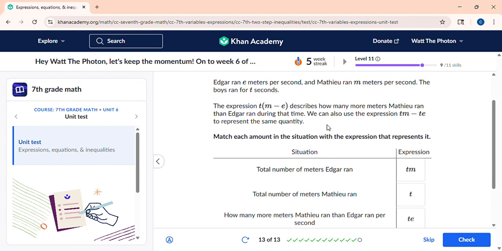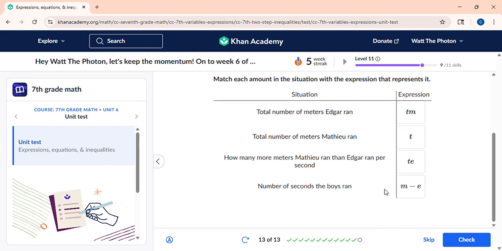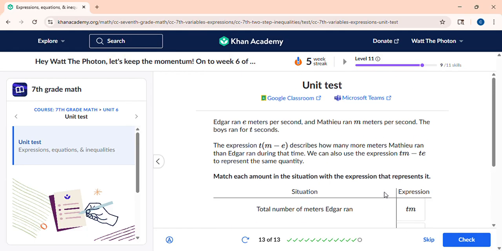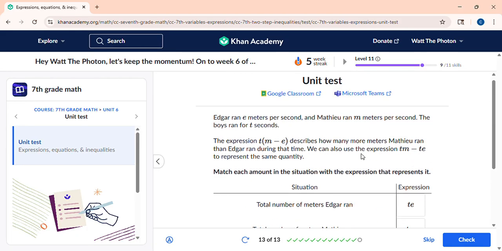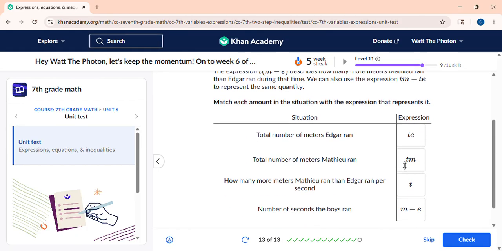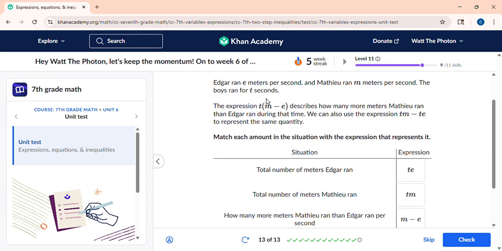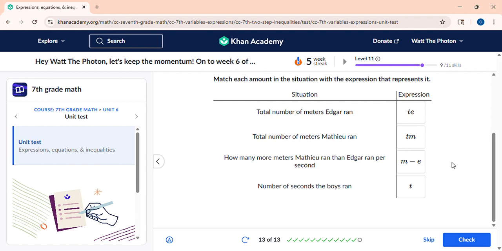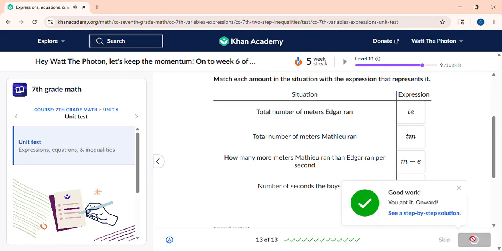So Edgar ran E meters. Tm. Why don't you multiply that by T? Oh, per second. Okay.